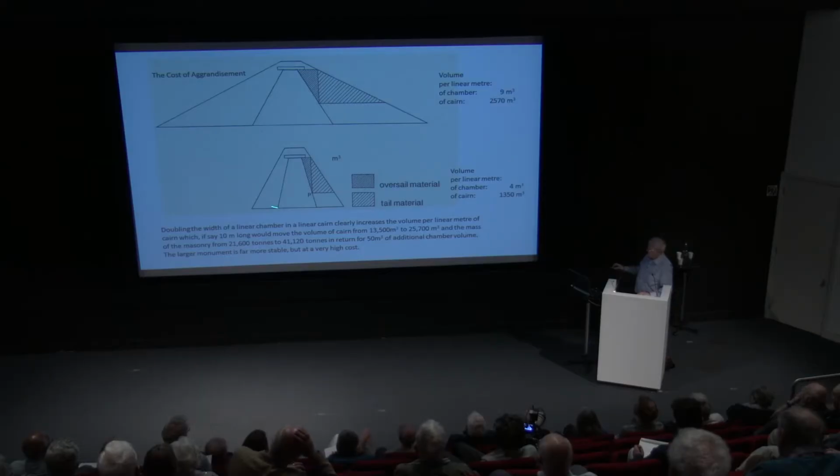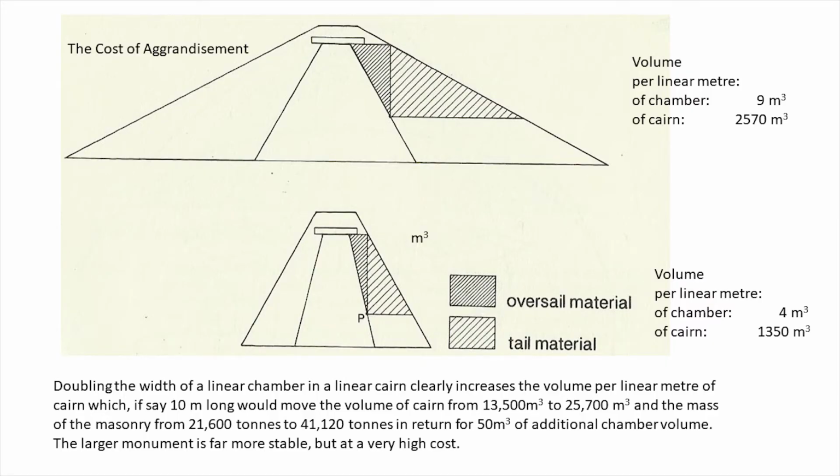But I want to show you that if you simply double the width of that chamber there, and imagine it's 10 meters long, for an increase in volume of 5 cubic meters in the chamber, your price is 1,200 cubic meters of cairn. So the cost of making something bigger is high. And I think that is what forces people to optimize their designs, because most of the Neolithic cairns are built very close to the limiting conditions for stability. They didn't need to know the mathematics underlying that stability. Experience brought them as close to it as they dared.